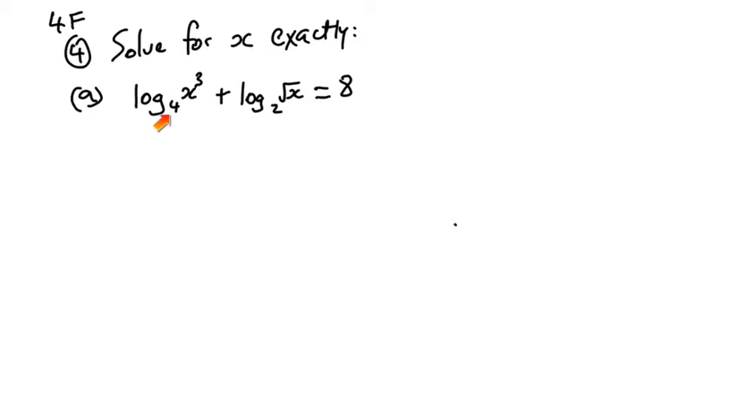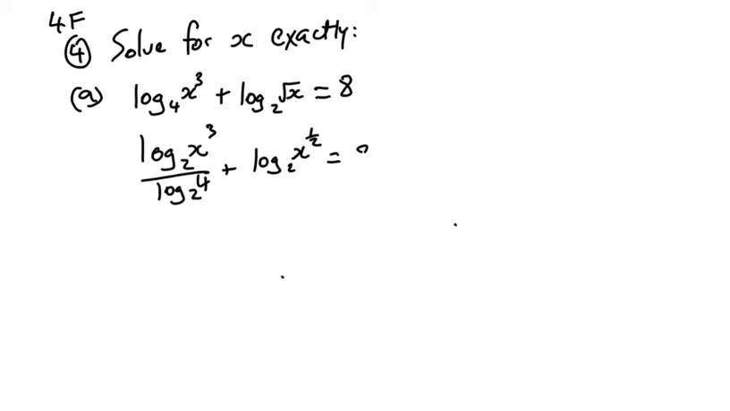4 is a power of 2, so if I use my change of base rule on this one, we should find that we can then work in base 2 and get to an answer. So I use my change of base rule, so I've got the log of x cubed, the new base is 2, divided by the log of 4 base 2 plus the log of x to the half. It's usually easier to work with exponents rather than the radical signs, so we do that, and that equals 8.